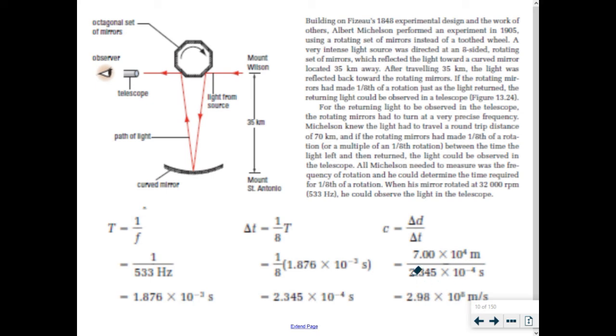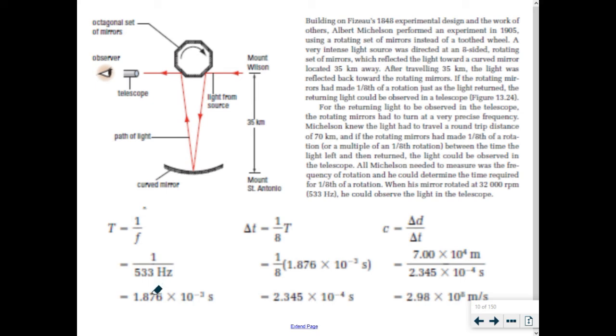I need to point something out for you guys. It's very likely you're going to be asked a Michelson experiment question on the diploma. This is a very common question type. And so what they usually do is they give you the speed of light, because we now know the speed of light, and they ask you what frequency the wheel would have to rotate at.